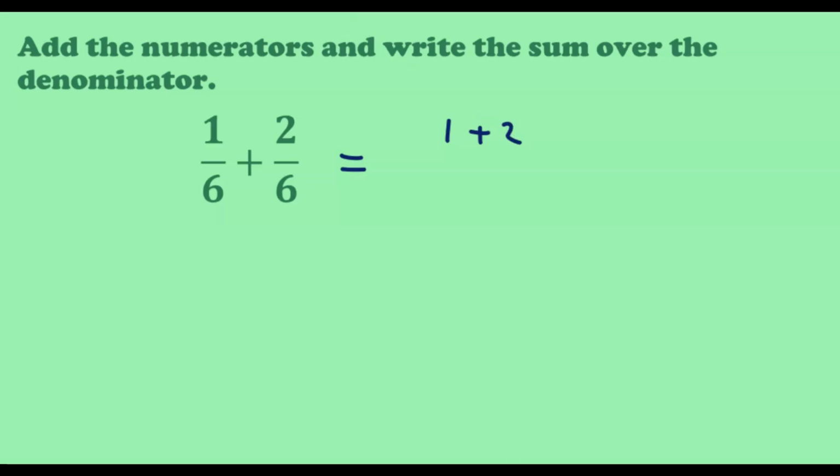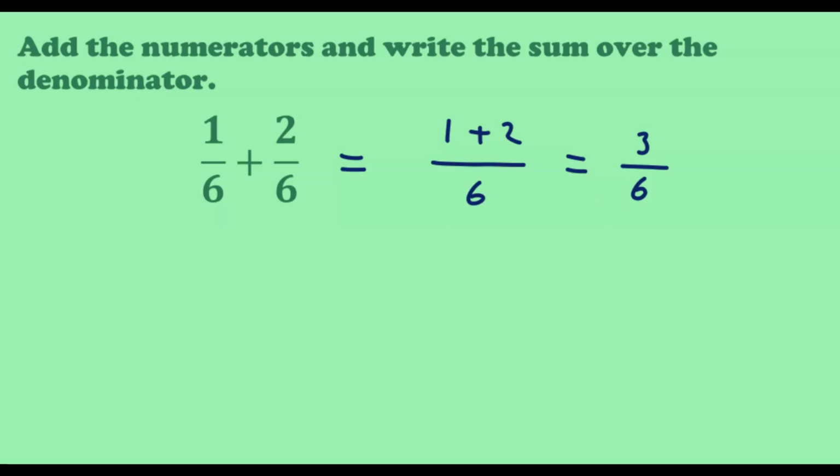And then we write this sum over the denominator. And what is the common denominator in this case? The common denominator is 6. So all we need to do is write this sum over the common denominator of 6. So 1 plus 2 is equal to 3, and we write this over 6. And so this is our required sum of the two fractions. It will be 3 over 6.